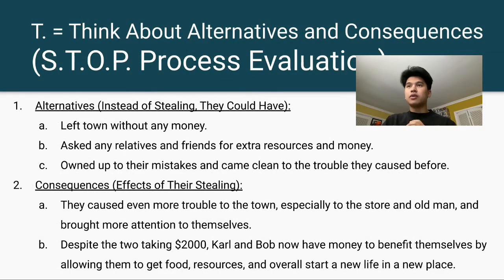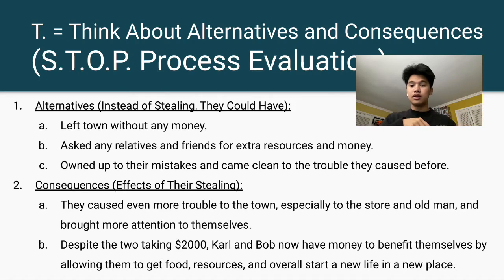In this next slide, we're going to be thinking about the alternatives and consequences, which is the second part of the STOP process evaluation. In the alternatives category, instead of stealing, they could have left town without any money, asked any relatives or close friends for extra resources and money, or even owned up to their mistakes and come clean about the trouble they caused, instead of entering this whole panic of fleeing the town as soon as they can.